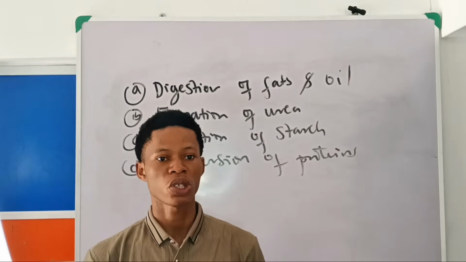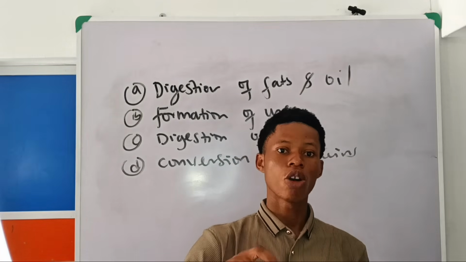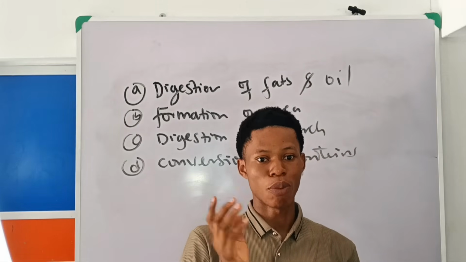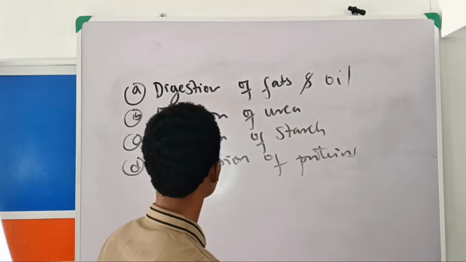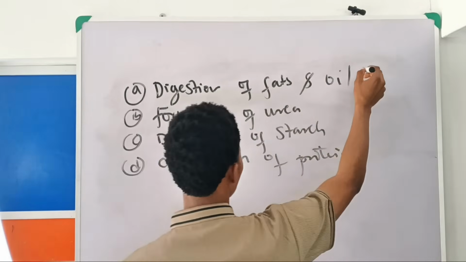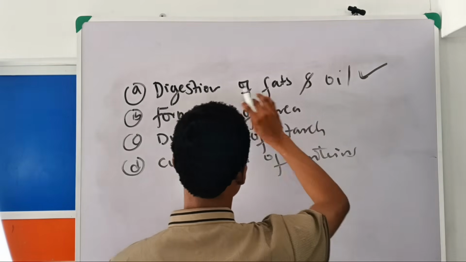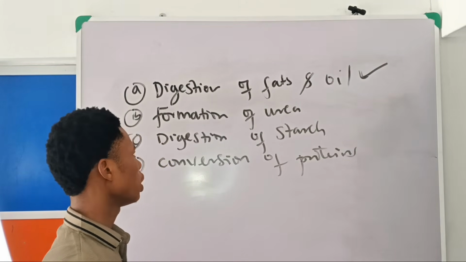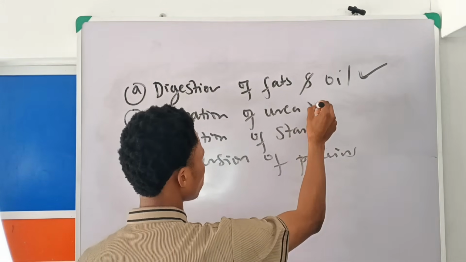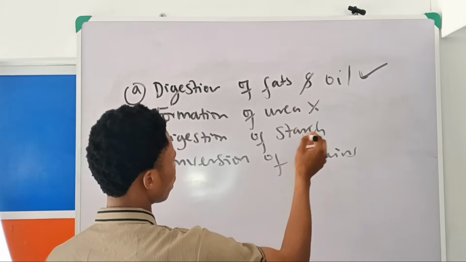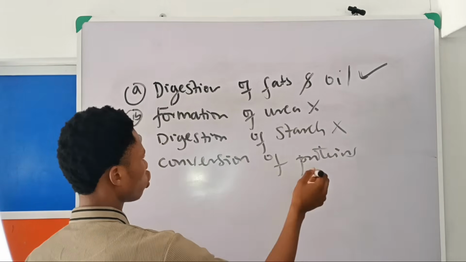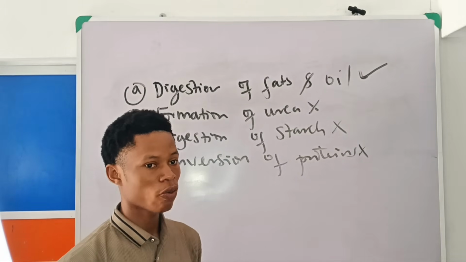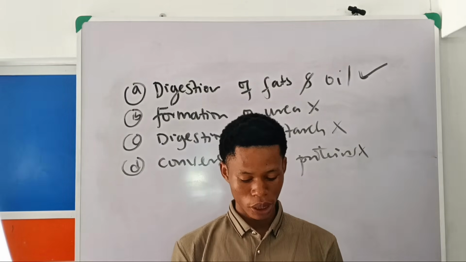First of all, you ask yourself, what is the function of the gallbladder? It is in the gallbladder that bile is stored, and bile is involved in the breakdown of fats, emulsification of fats. So digestion of fats and oils will definitely be affected, because the bile that is supposed to be used in emulsification of fats will no longer be there. Formation of urea takes place in the liver, not the gallbladder. Digestion of starch does not take place in the gallbladder. Conversion of protein does not take place in the gallbladder. So the answer to that question is digestion of fats and oils.